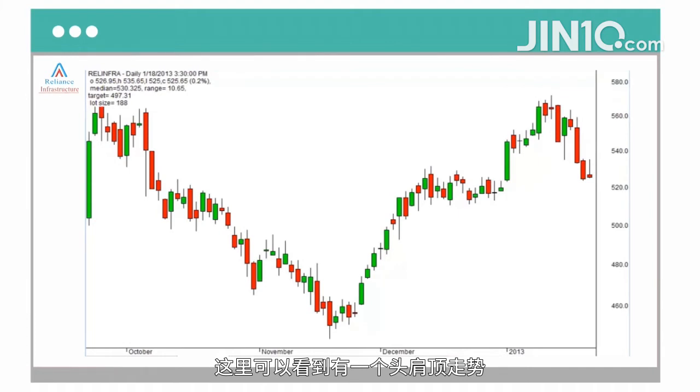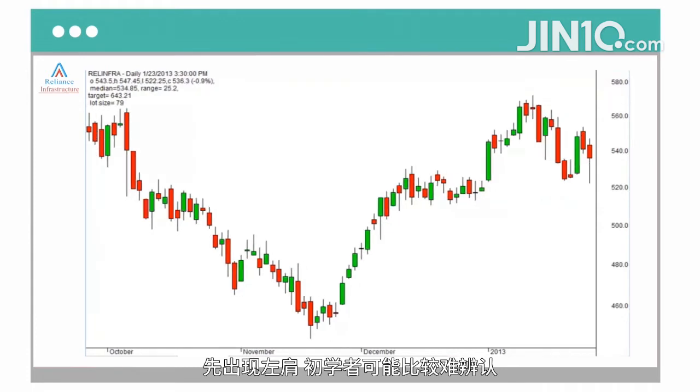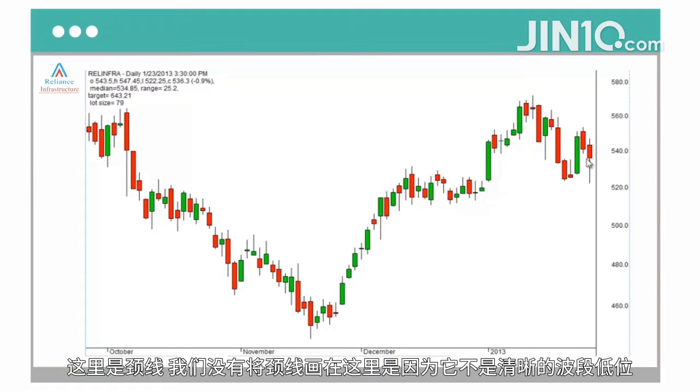At this point, you should see that we have a head and shoulders pattern. That's the first shoulder, the left one. I know it's a little difficult to see if you're doing this for the first time. Then we have the head here and we have the right shoulder. Now this point is the neckline over here.